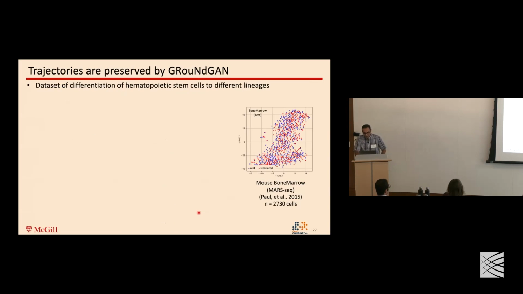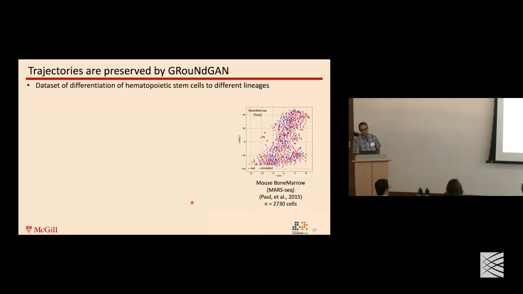Okay. Now, another thing that we were interested in was the ability of the simulated model to capture the trajectories and the continuous states that may be present in the data. Because a lot of times when we talk about single cell data, we are interested in its ability to capture trajectories, pseudo-time, and so on. So this was quite important for us.